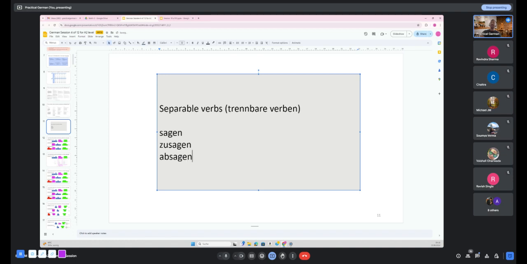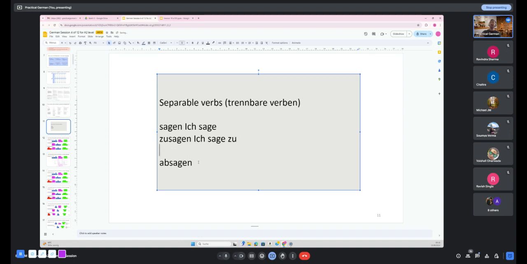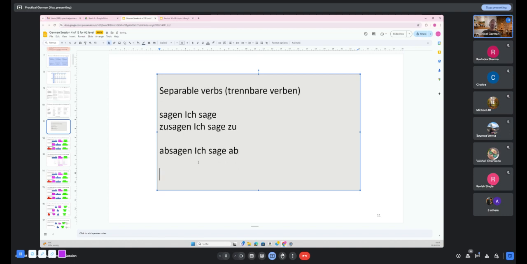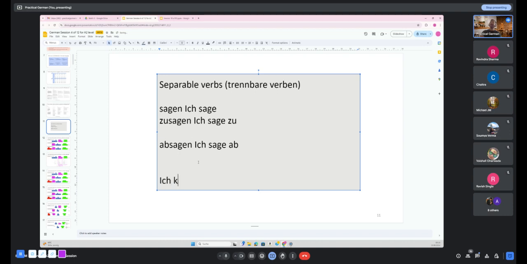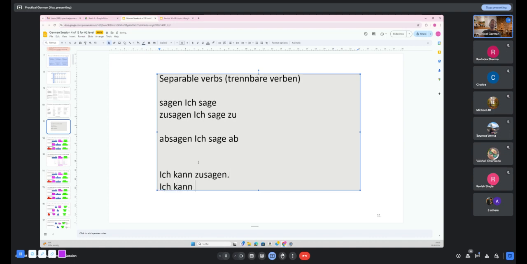So what is happening is that I'm taking a verb and adding some prefixes to it, and the meaning changes completely. And these prefixes are separable, meaning I will say ich sage, and I will say ich sage zu, and then I will say ich sage ab. So here the prefix gets separated when you write it. But let's say I use a modal verb: ich kann zusagen, I can say yes, I can say no. Here you are not separating it because you are using a modal verb.